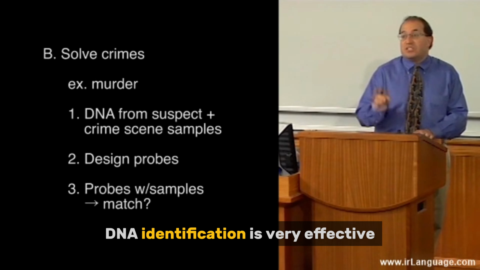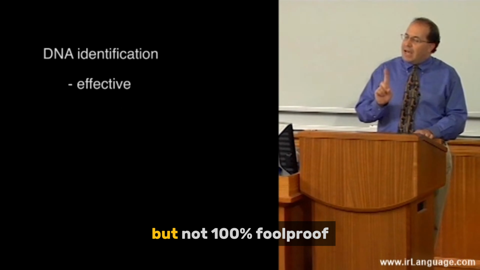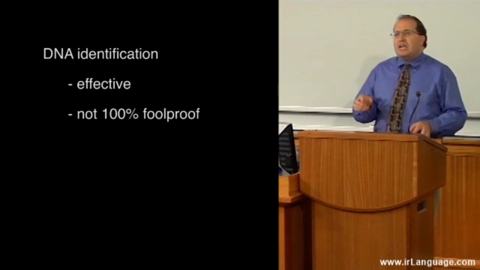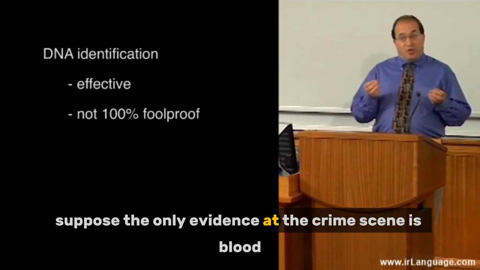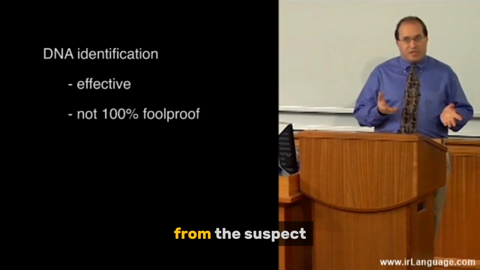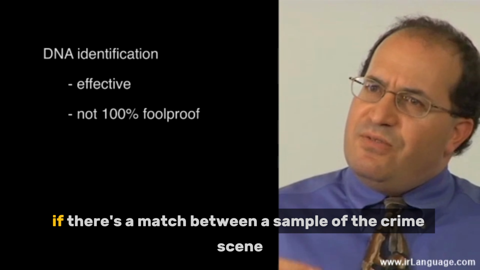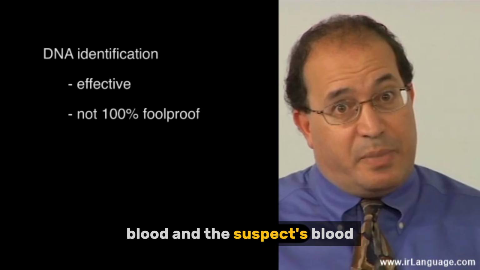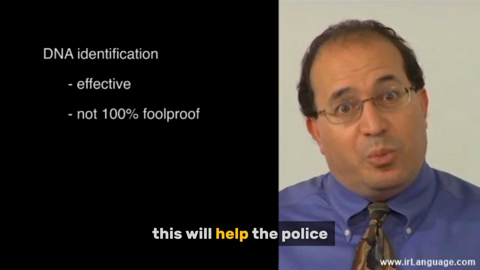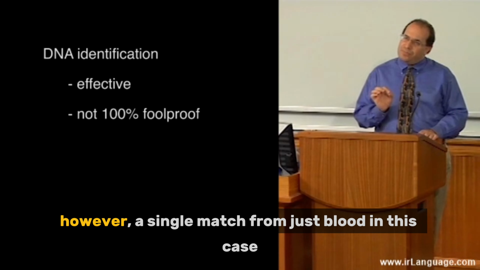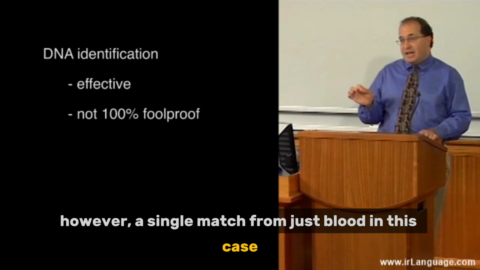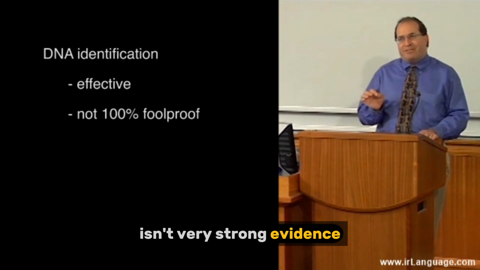DNA identification is very effective, but not 100% foolproof. For example, suppose the only evidence at the crime scene is blood from the suspect. If there's a match between a sample of the crime scene blood and the suspect's blood, this will help the police. However, a single match from just blood, in this case, isn't very strong evidence.